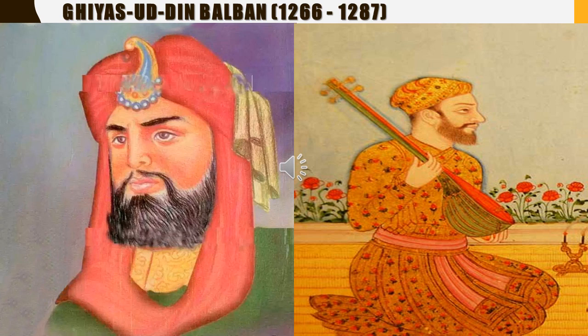Ghiyasuddin Balban, 1266 to 1287 AD. After Iltutmish, three weak rulers in succession ascended the throne from the slave dynasty. After the three weak rulers came the great ruler Ghiyasuddin Balban.